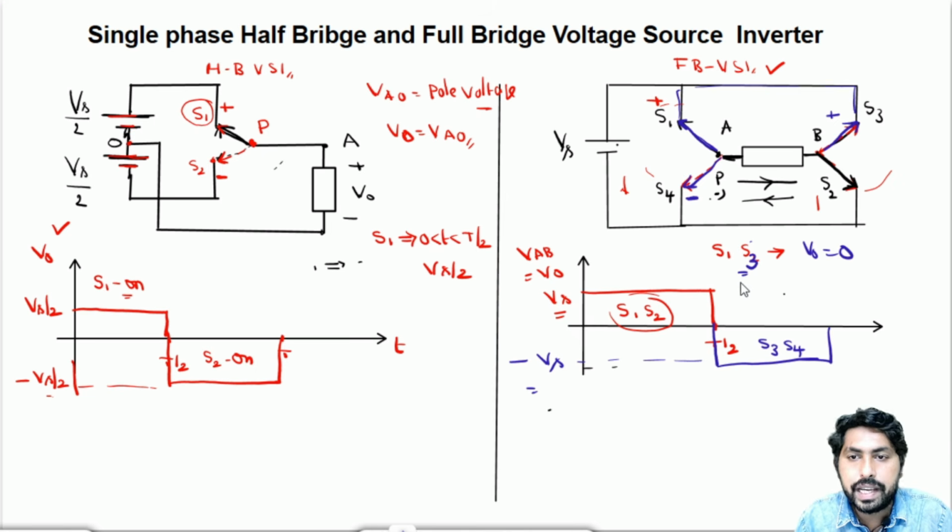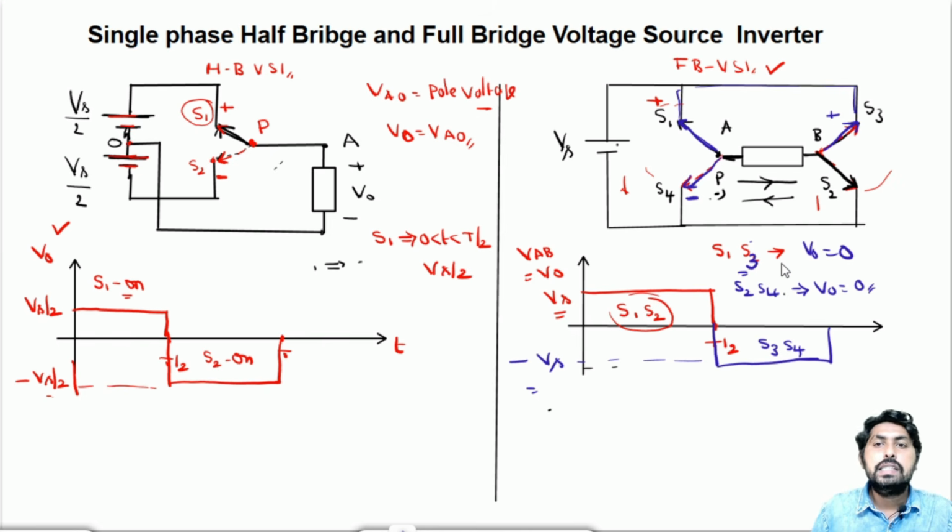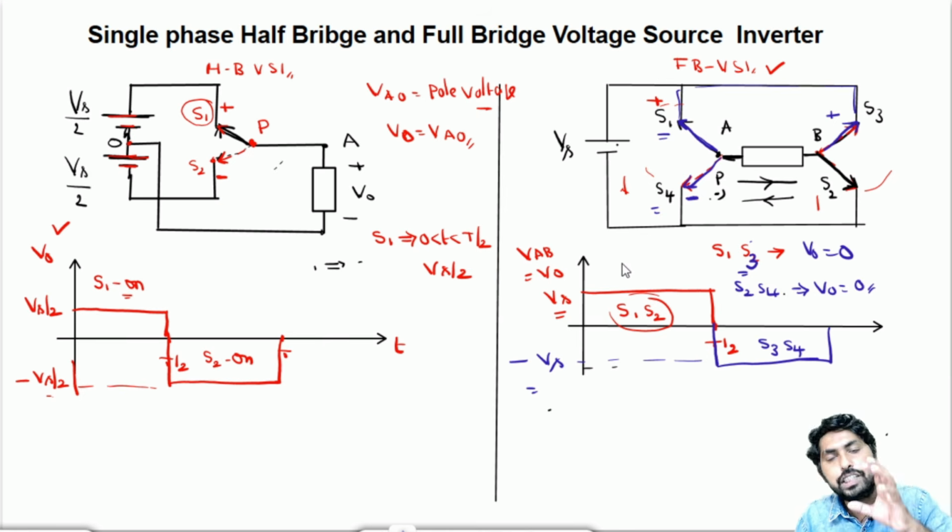If I close S2 and S4, the output voltage will also become 0. There is no possibility of closing S1 and S4 at the same time, because if I close S1 and S4, the source will get short circuited.